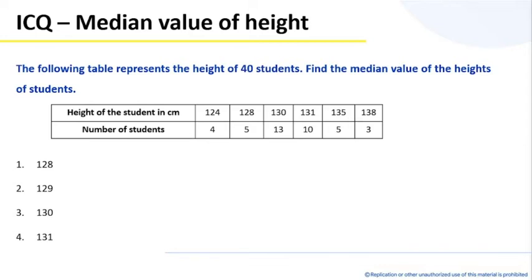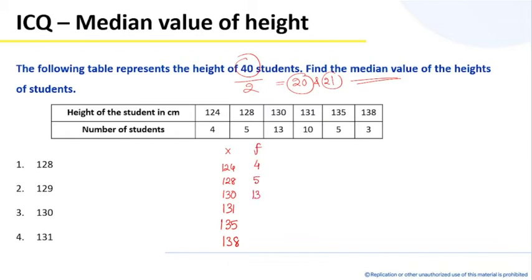Again, the following table represents 40 students. The good thing is I've already given there are 40 observations. That is where you need to be very careful in reading, and I've already given 40 students. Find the median. So when there are 40 students, who are going to be my middle observations? 20th and 21st, because there are an even number of observations. Now how do I calculate the median? The observation heights here are 124, 128, 130, 131, 135 and 138. Now what are the frequencies we have? There are 4 students here, 5 students here, 13 students here, 10 students, 5 students, 3 students.